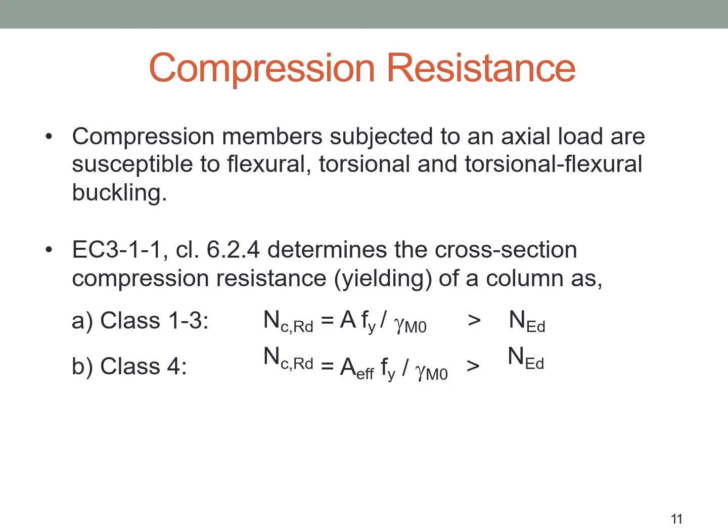For class 1 to class 3, you have to use NCRD equals to A times Fy divided by gamma m0. And for class 4, you need to use effective area, since class 4 is the elastic condition of the column. You need to make sure that NCRD, or compression resistance, is greater than the axial forces applied to the column. So if the ratio between NED divided by NCRD is less than 1.0, it means that the checking is passed.